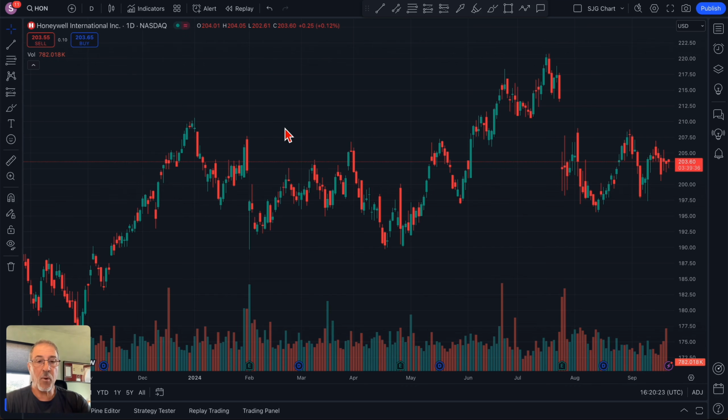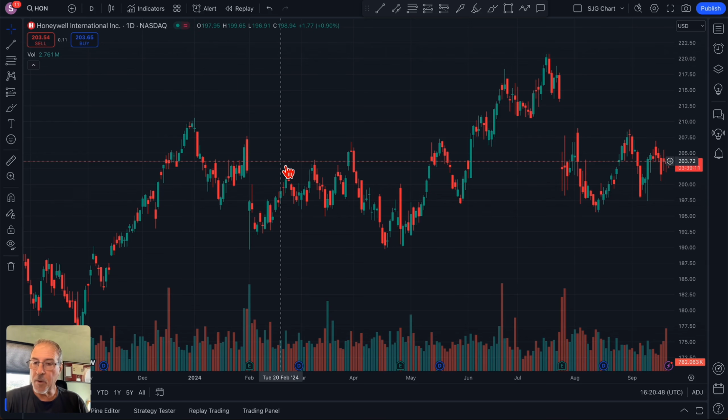So what's my premise on this trade? My premise here is that Honeywell, for months and months, has traded in a general range. That general range floats between around the 207.50 to 208 range, down to maybe the 195 range. And right now, we're right about in the center of that range, and our market has been very bullish overall.